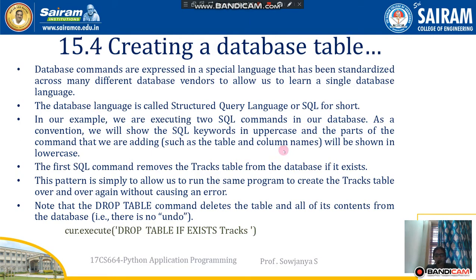The first SQL command removes the tracks table from the database if it exists. This pattern simply allows us to run the same program to create the tracks table over and over again without causing an error. Note that the DROP TABLE command deletes the table and all of its content from the database. So here we can write cursor.execute DROP TABLE IF EXISTS tracks. Whenever you use DROP TABLE, it deletes the table and all of its content. That is the use of dropping a table.